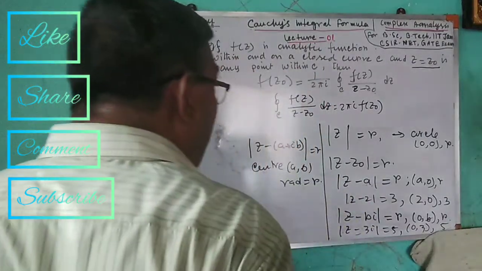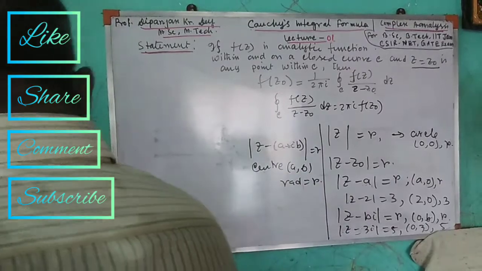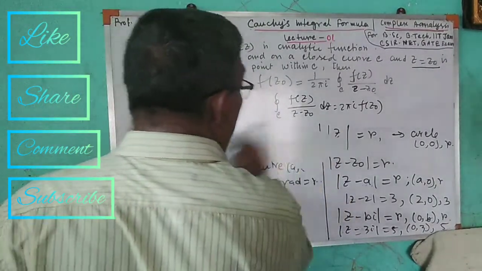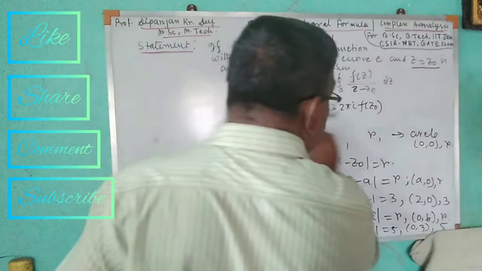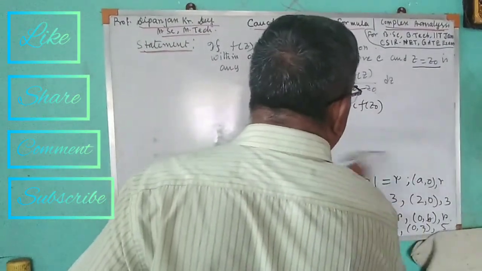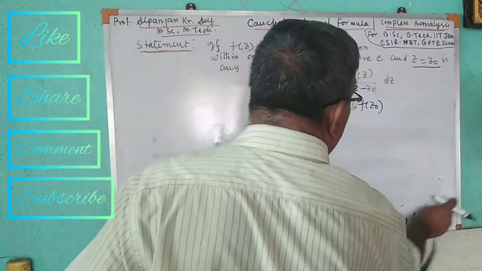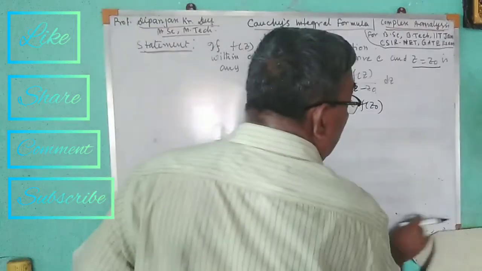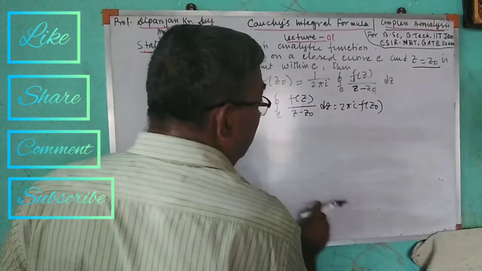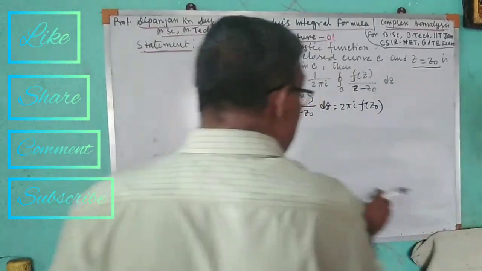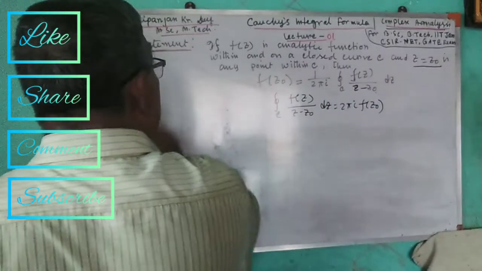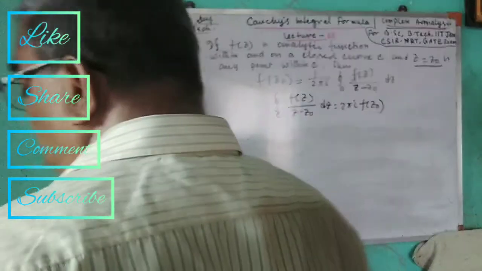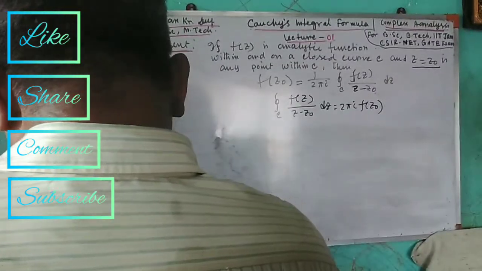Now I am going to solve a problem using Cauchy's integral formula. I am taking a sum from a university question paper, and sometimes I will take sums from CSIR NET or GATE previous year question papers. This is the first lecture, and in the second lecture I will do more sums on Cauchy's integral formula. In this lecture, only one sum I am doing here.